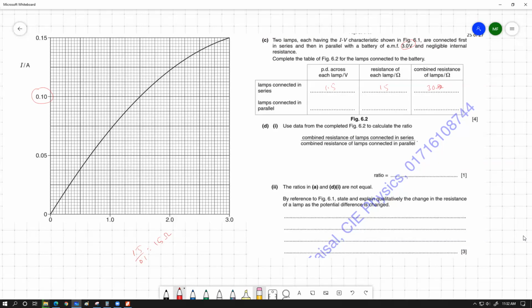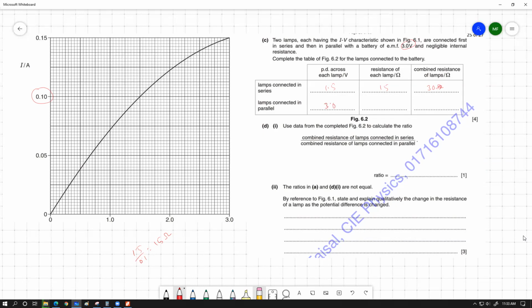Acha, think about it. Whenever we connect them in parallel, now imagine the circuit slightly changed. We have the source and we've connected both of the lamps in parallel to each other. So they are connected in parallel combination, which means each of the bulbs is getting perfectly 3.0 volt. Each of the bulbs is getting 3.0 volt. So PD across each lamp would be 3.0 volt.